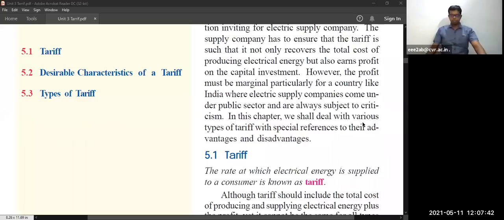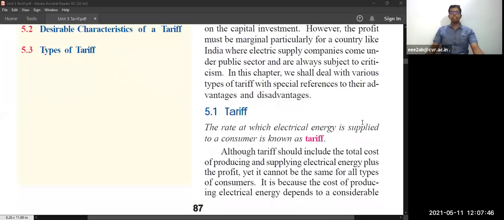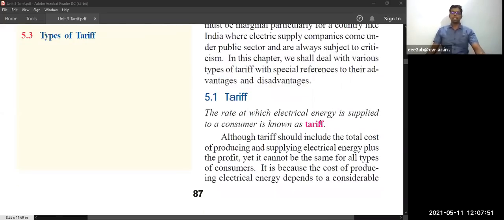Next, coming to the tariff. What is meant by tariff? A tariff is nothing but the rate at which electrical energy is supplied to the consumer. Whatever amount your electrical company is fixing, whatever rate at which you are consuming, that is what you are paying. So this rate is fixed by the electrical companies.